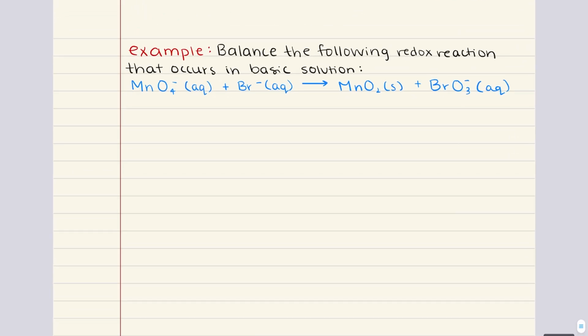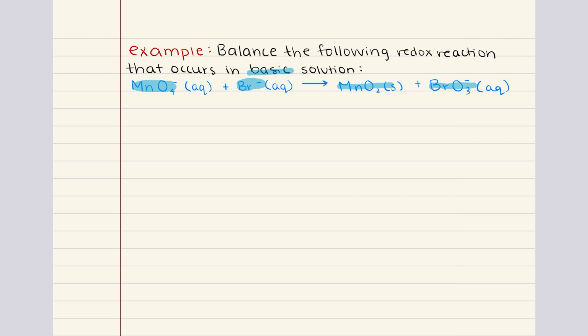This one says, balance the following redox reaction that occurs in basic solution. Here we have permanganate ion reacting with bromide ion to form manganese(IV) oxide and the bromate ion. Notice that this reaction occurs in basic solution, so we're going to repeat the steps that we just followed in the previous practice problem. Once we've completed all those steps, we're just going to add enough hydroxide ions to both sides of the equation to convert H+ to water. Now let's go ahead and get started with step number 1.